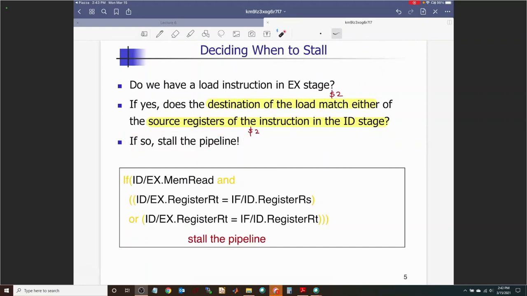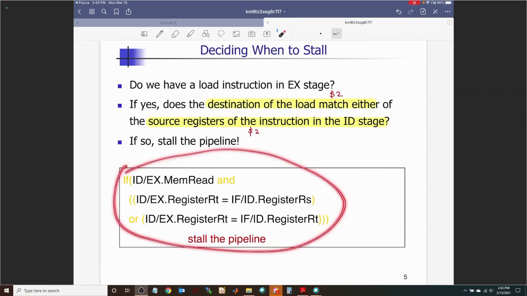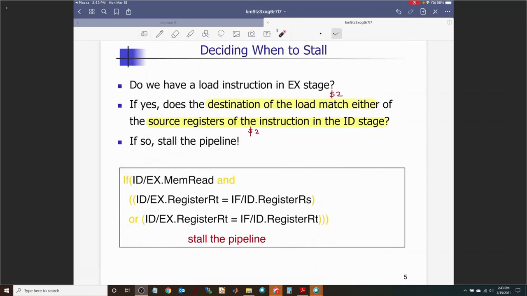Now let's see how many cycles we need to stall the pipeline for. In terms of hardware, the combinational circuit that we need to design to do this check is going to be checking for this: if your ID/EX MemRead, what does that mean? You remember, for load word, this would be a 1, right?